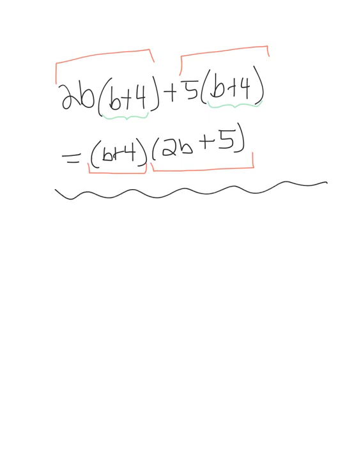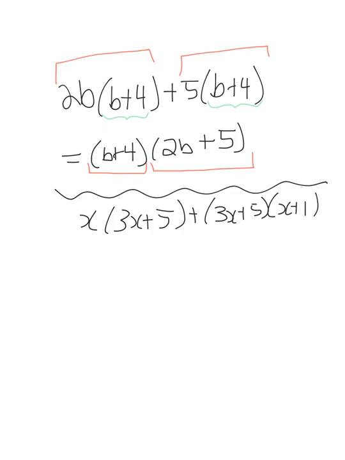Here's a second example. We have x times 3x plus 5 and 3x plus 5 times x plus 1. So I'm looking for what is common. So I have two terms here, and what's common is what I have in these brackets here. I have 3x plus 5 in each term. So I'm going to take that common factor out front, and then I'm going to put my leftovers in the back.